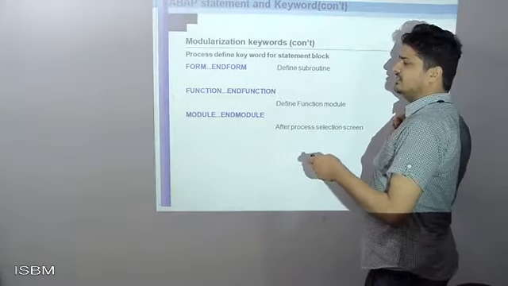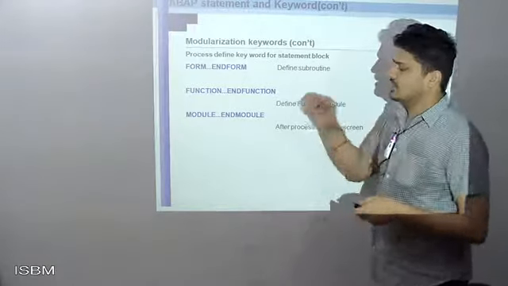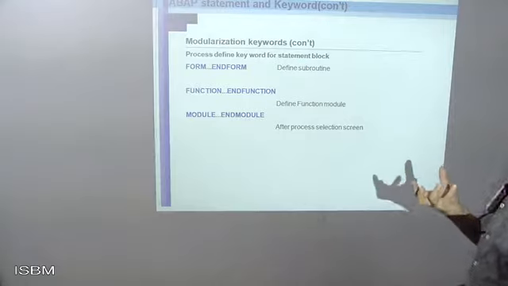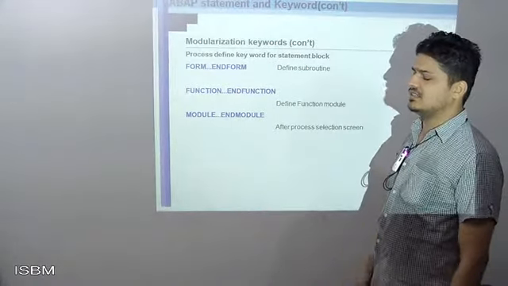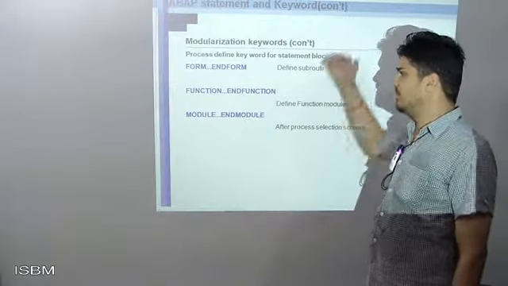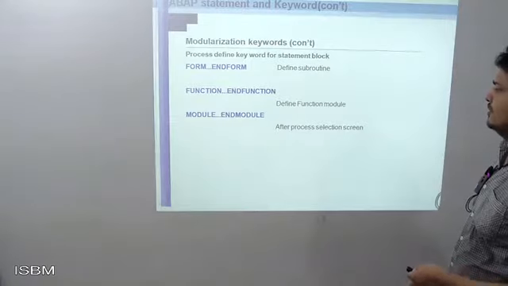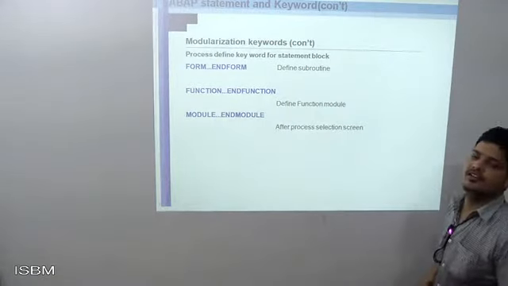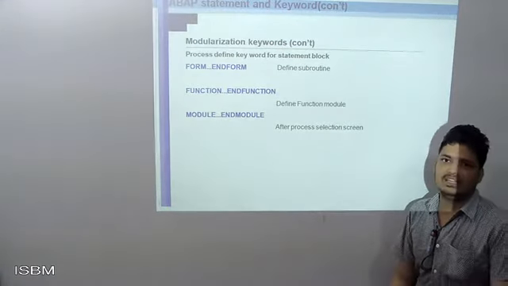Then FUNCTION and ENDFUNCTION, the same way you can write the function module, which we are using over here. In the function module, we use CALL FUNCTION, which is what we saw in the last slide. With the help of CALL FUNCTION you fetch the data of the function module. Then we have MODULE and ENDMODULE. It is called after processing your screen. When you process your screen, the after-process selection screen comes.